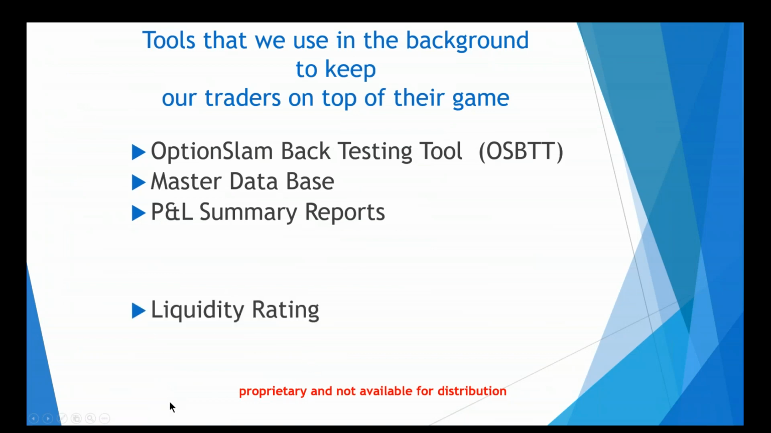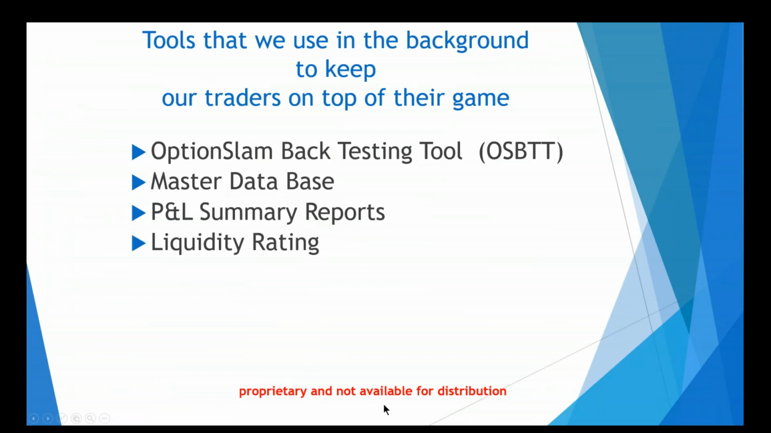So let's see, liquidity rating is another tool that I'll just describe briefly. We rate the liquidity of all of our stocks. Our stocks don't make it to our list unless they pass a battery of tests. That is, backtesting tests. They have to show that they can perform with a strategy. The strategy does not work on every stock.